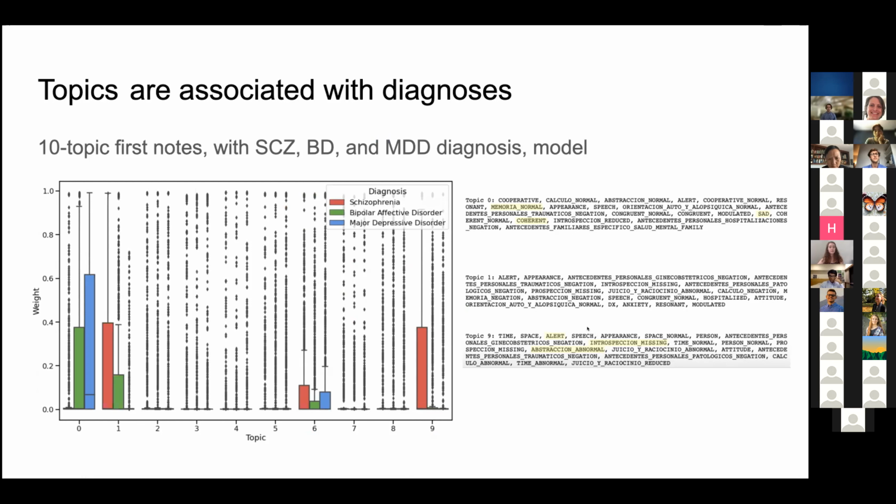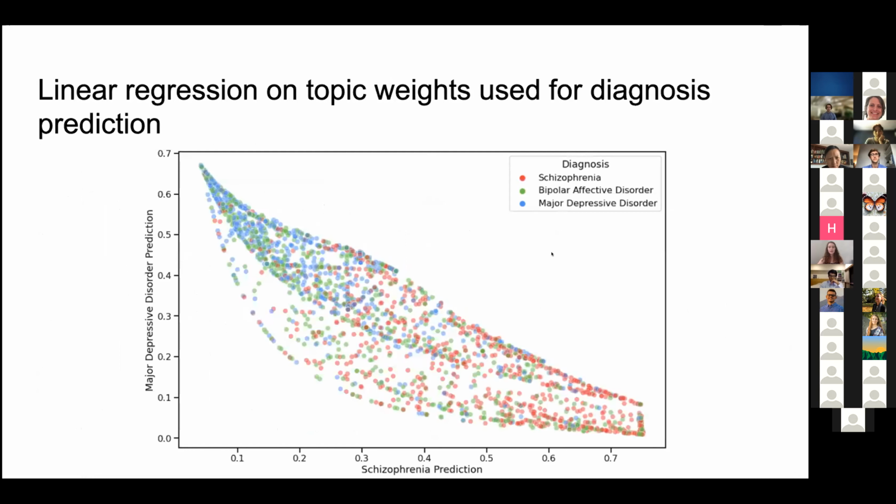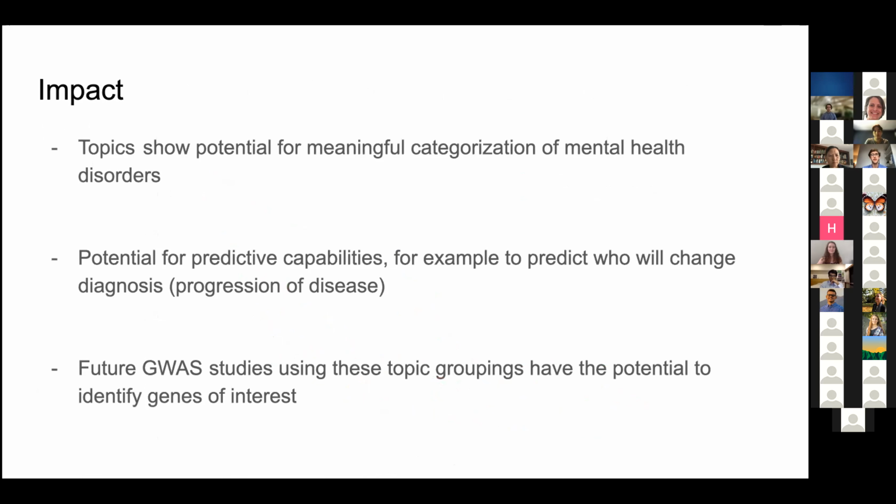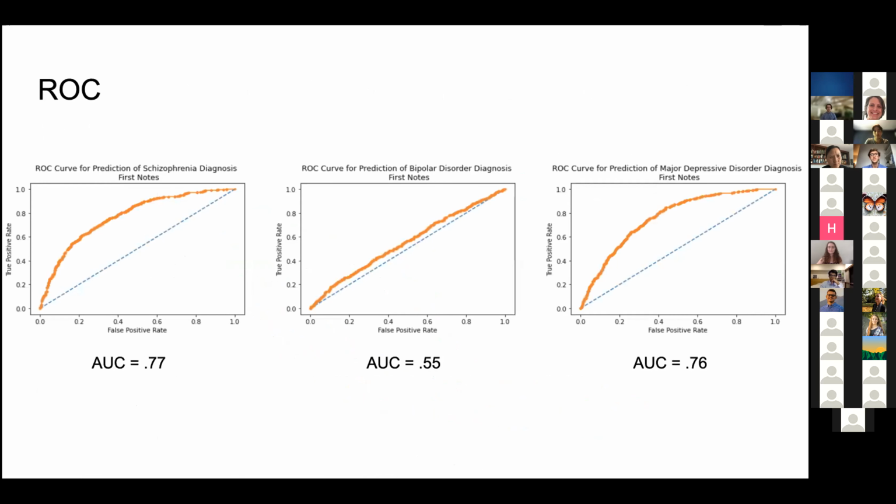We then performed a regression on these topic weights and used it to generate predictions for schizophrenia on the x-axis and major depressive disorder on the y-axis for each note, and then denoted the ground truth diagnosis with color. Based on these calculated predictions, we were able to create ROC curves for each diagnosis. Based on the AUC, we identified that our model and regression has predictive capabilities for schizophrenia and major depressive disorder.